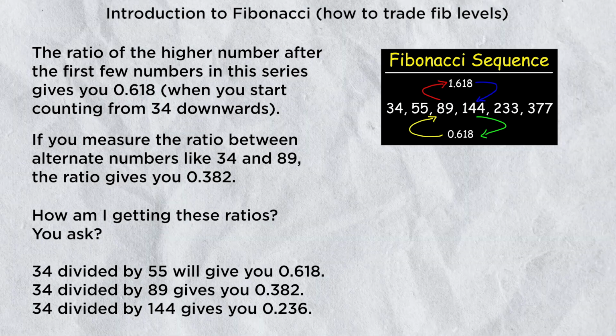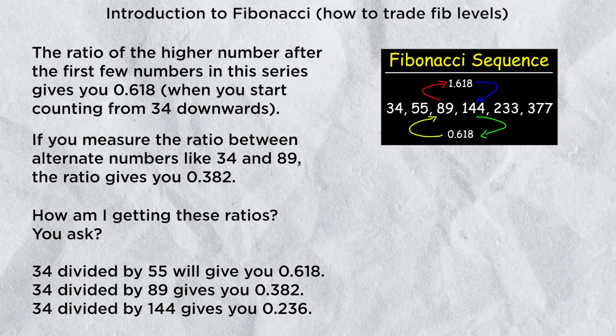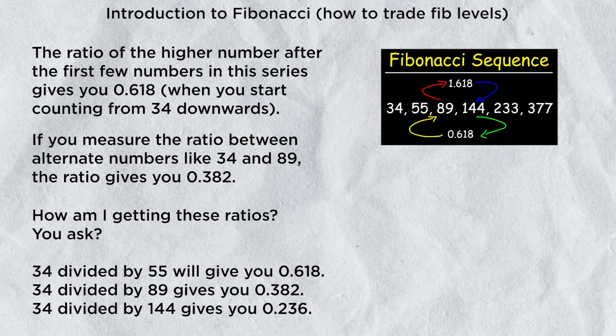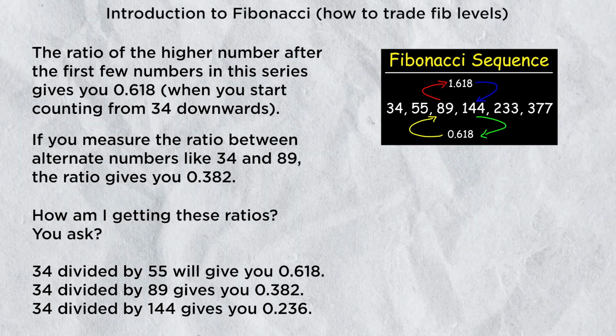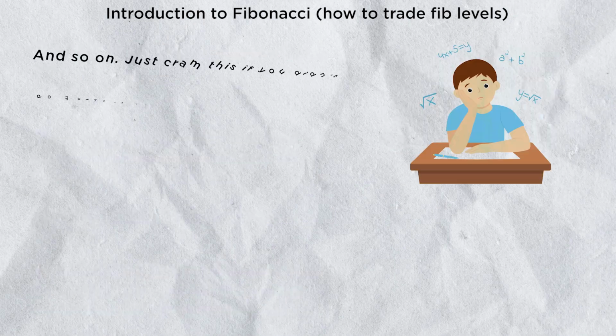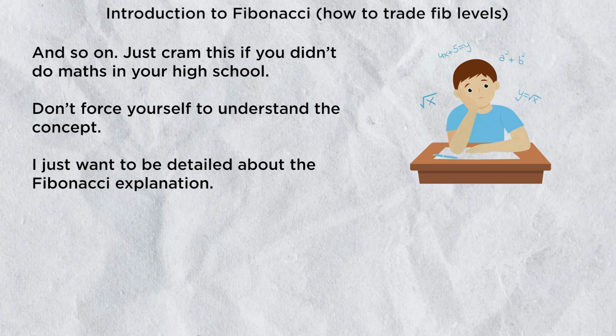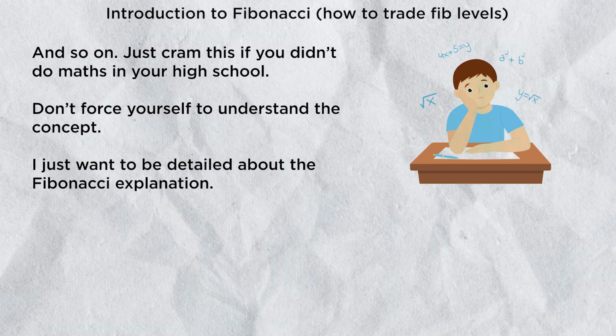34 divided by 55 will give you 0.618. 34 divided by 89 gives you 0.382. 34 divided by 144 gives you 0.236, and so on. Just cram this if you didn't do maths in your high school. Don't force yourself to understand the concept. I just want to be detailed about the Fibonacci explanation.